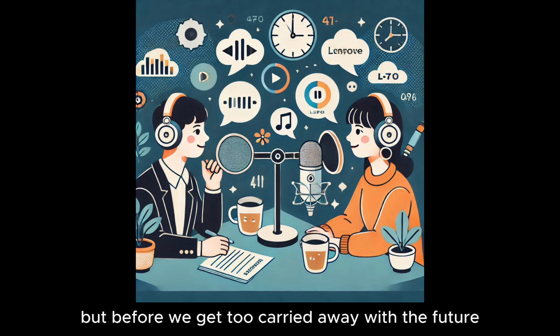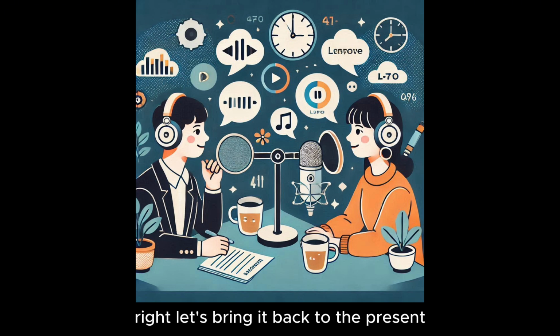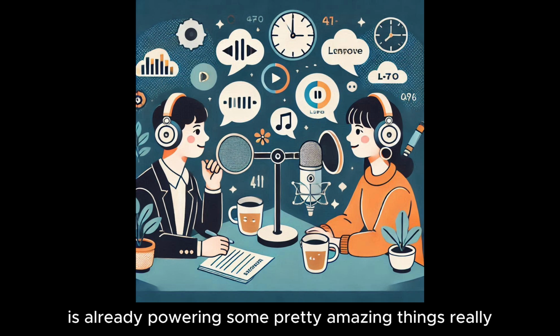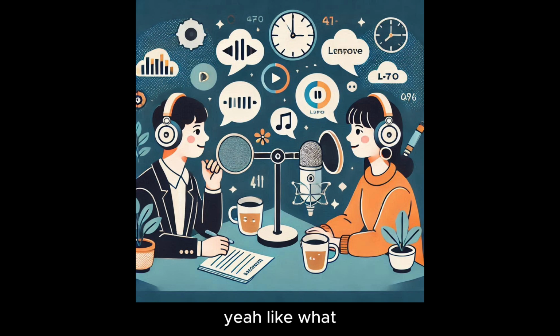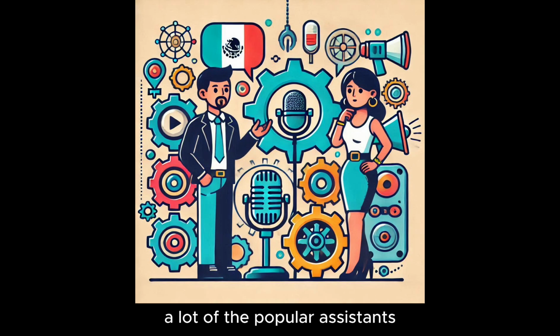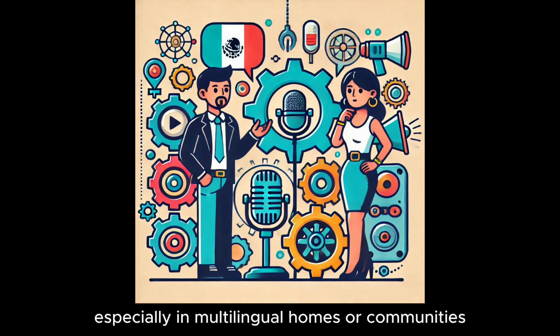But before we get too carried away with the future, let's bring it back to the present. Is any of this tech actually being used in our daily lives? Oh, absolutely. Code switching speech recognition is already powering some pretty amazing things. Like what? Well, one big area is virtual assistants. Like being able to talk to Siri or Alexa in multiple languages. Exactly. A lot of the popular assistants are being designed with code switching abilities now. That makes them much more user-friendly, especially in multilingual homes or communities.